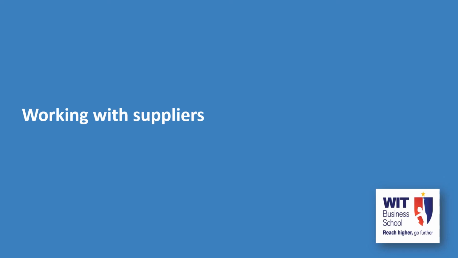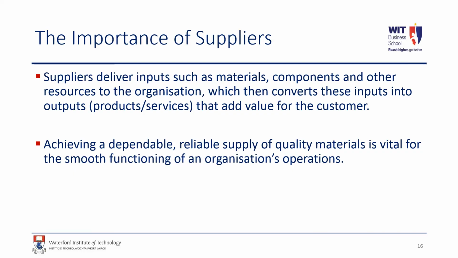So we've looked at working with customers and understanding demand patterns. Then we want to look at working with suppliers. So suppliers are really critical as well because they will deliver inputs such as materials, components, and other resources to the organization. And the organization then converts these inputs into outputs and products and services that add value for the customer. So if you think about any organization, be it in manufacturing, there's going to be inputs such as raw materials, electricity and power. A lot of manufacturing plants will use a lot of water supplies. They'll use other components that are pre-manufactured by other organizations, and so on.